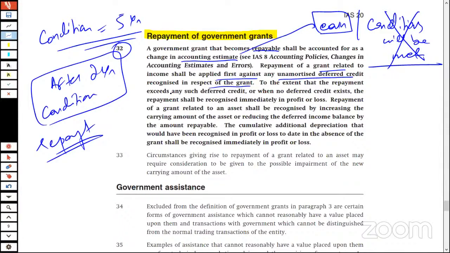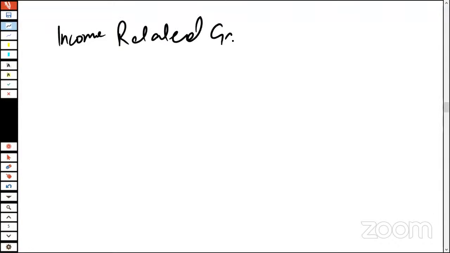To the extent that repayment exceeds any such deferred credit, or when no deferred credit exists, repayment shall be recognized immediately in the profit or loss account. So let's try to deal with it firstly for the grant related to income. So what does IFRS say in case it's an income related grant?